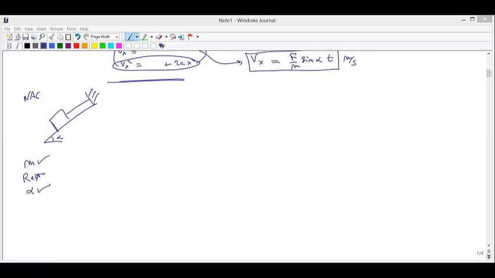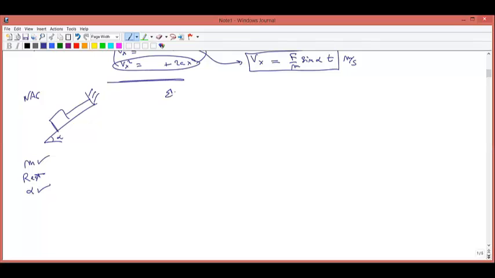Excellent, Jonathan. Thank you. Keyword at rest. Therefore, we know the acceleration is 0. Therefore, we are going to use Newton's first law. All right, good. That makes life easy.